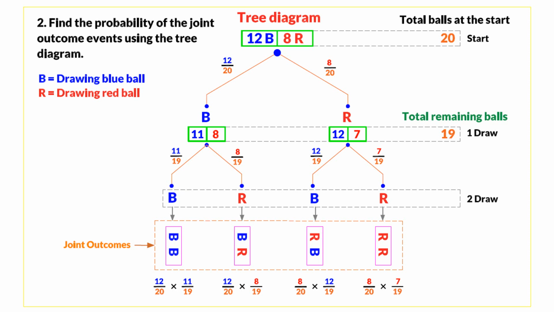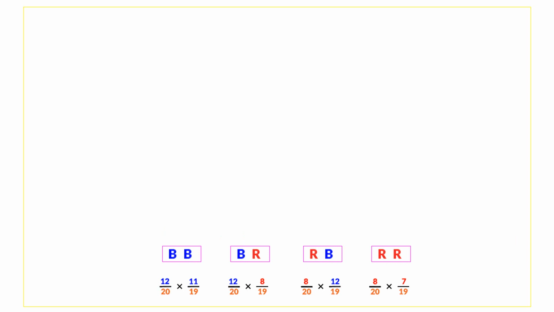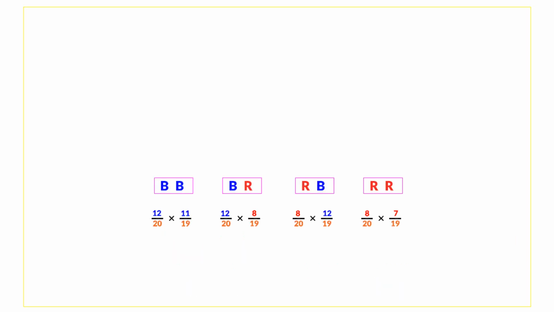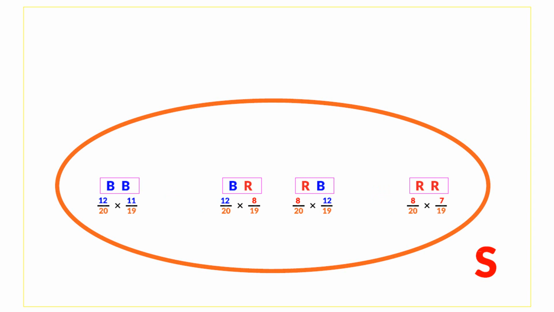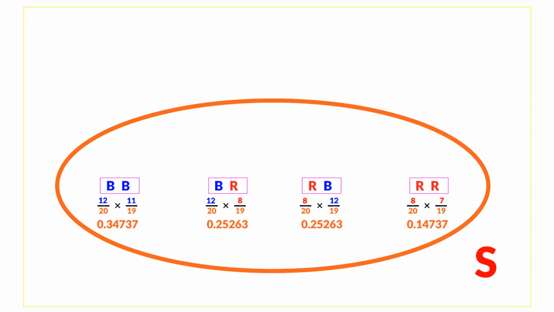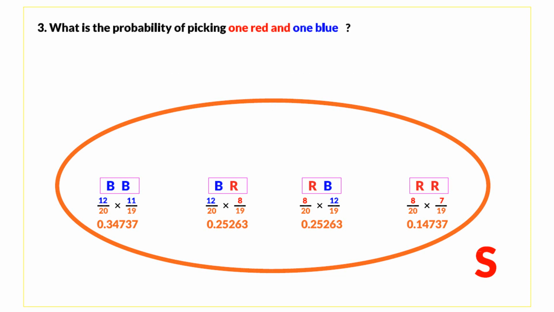Now we have the probability of all these events, so we will isolate them and turn them around, organize them more and put them in the sample space. So let's organize them again and write the numerical value of each probability and the name of each event, and these events create a partition in the sample space.